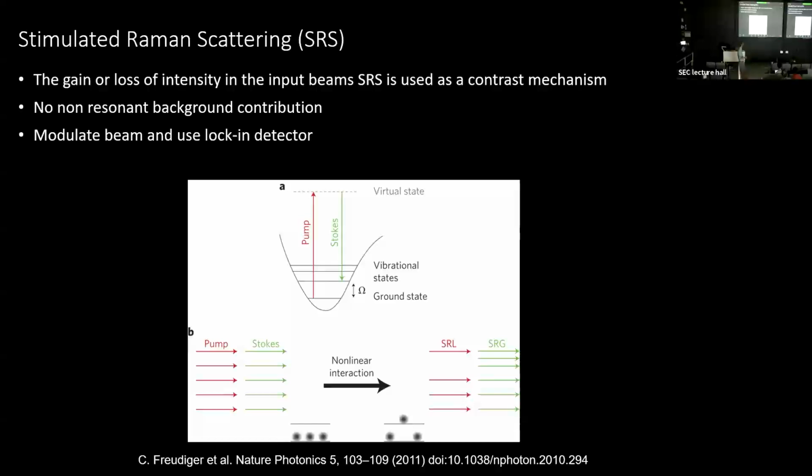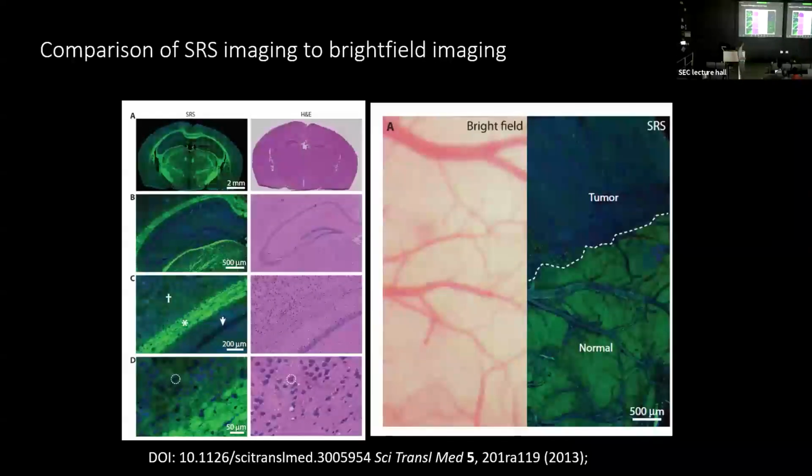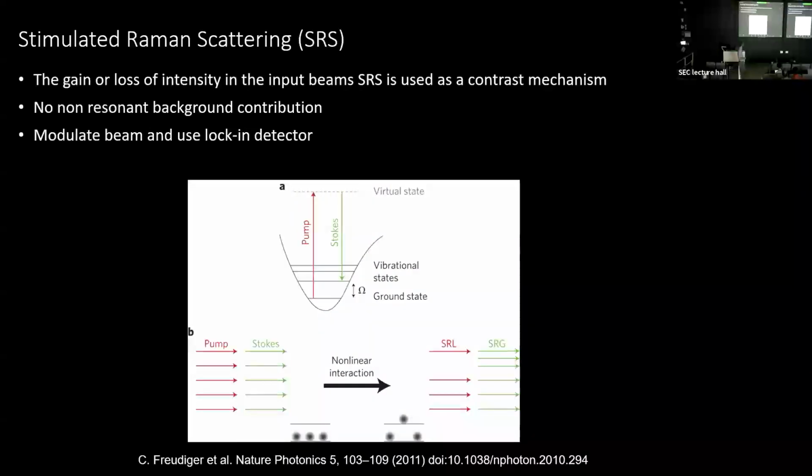It's very nice. It has no non-resonant background, and you can do very nice imaging. The downside of either CARS or SRS is that now we've tuned into a specific chemical bond and we're not getting the full spectrum. So we're losing a lot of information that we would get with the spontaneous Raman.